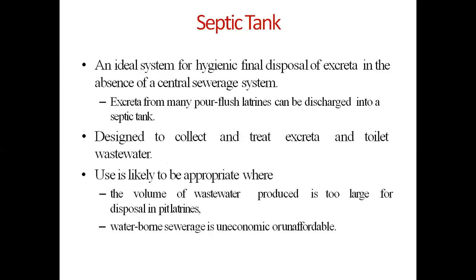Now next we come to the septic tank. What is a septic tank? It is an ideal system for hygienic final disposal of excreta in the absence of a central sewerage system. Excreta from many pour flush latrines can be discharged into septic tanks. So it is generally made outside of the house. It is an ideal sanitary water seal latrine which can meet the requirements of families in towns and cities having piped water supply but no sewerage system.